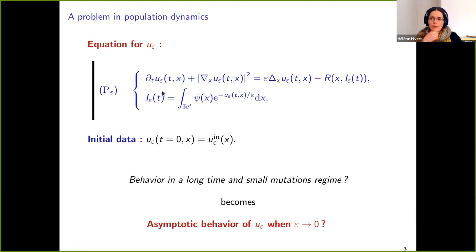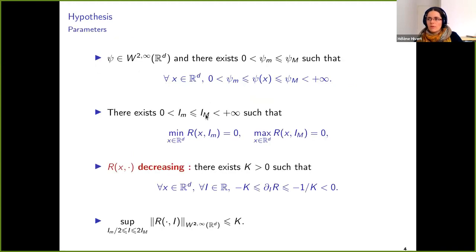So we can reformulate the initial problem. To understand the behavior of the population in long time and small mutations regime becomes understanding the asymptotic behavior of u when epsilon goes to 0. Okay, and for this problem, there are some results, but some hypotheses are needed.